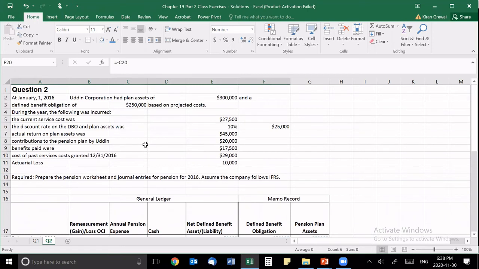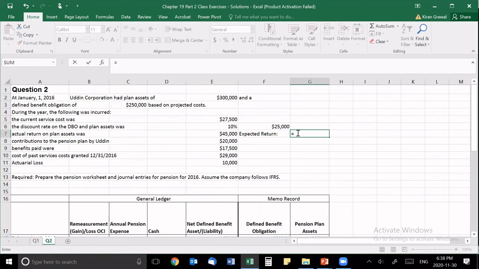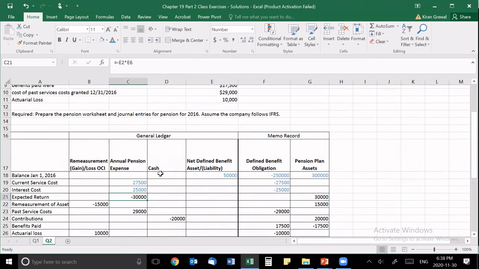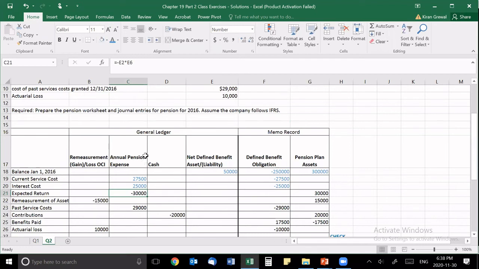The next one we'll look at is our expected return on plan assets. So remember, under IFRS, we don't put our actual return, we put our expected return. Let me just show you how you calculate that. To get your expected return, we are going to take our discount rate, the same one that we use for interest expense or our interest cost, and multiply it by the opening balance of our plan assets. So that's your expected return, 30,000.